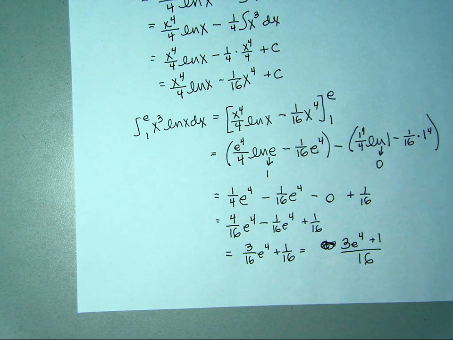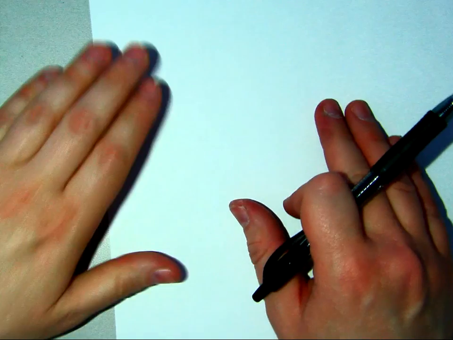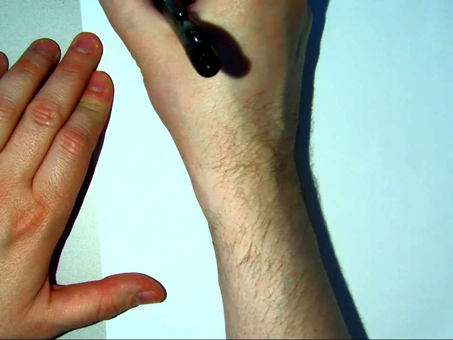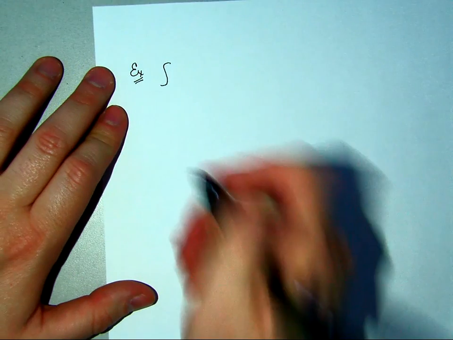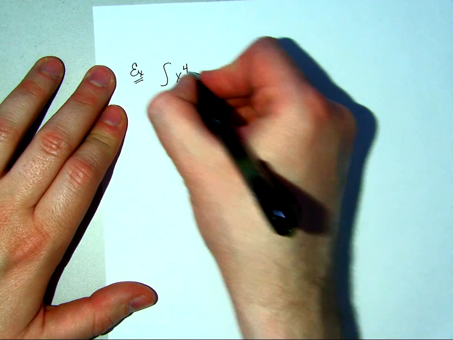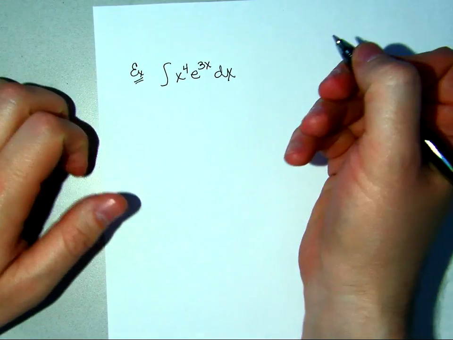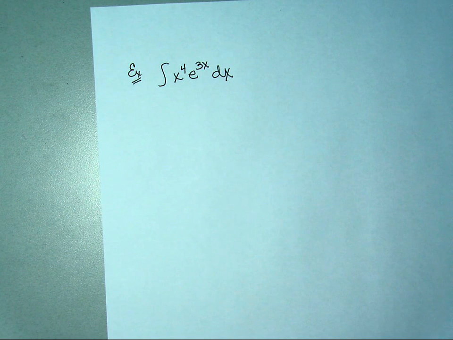There's one more variation we need to look at. This is my favorite variation. We'll give this a name in a little bit, but I would like to deal with integrating... Oh, you can't see that. I want to deal with x to the fourth times e to the 3x dx. I want to integrate x to the fourth times e to the 3x dx.